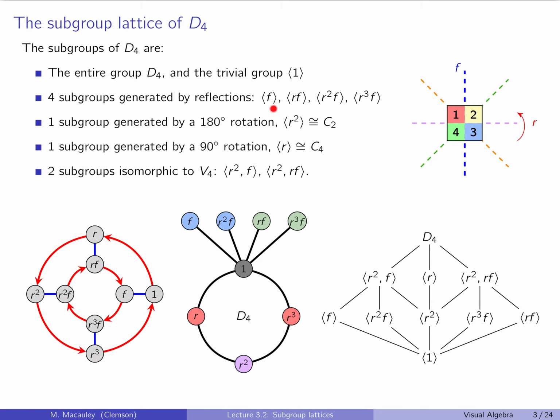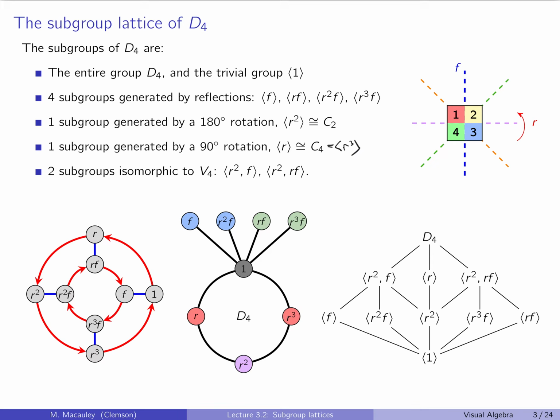All of these have order 2. There's one subgroup generated by a 180-degree rotation. That's r squared. And there's one subgroup generated by a 90-degree rotation, which is cyclic of order 4. It can be generated by r or r cubed. So these are all of the cyclic subgroups. All 8 elements generate one of these subgroups.